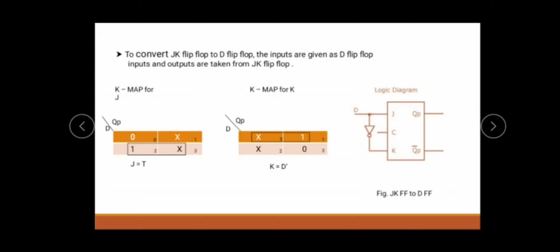We place the values of the J column in this K-map, as shown: 0, don't care, 1, don't care. The result is J is equal to D. And the same for the K column in this K-map: don't care, 1, don't care, 0. K is equal to D bar. The last step is to construct the circuit diagram of the available JK flip-flop. We need to modify this diagram as per the Boolean expressions as shown in the figure.